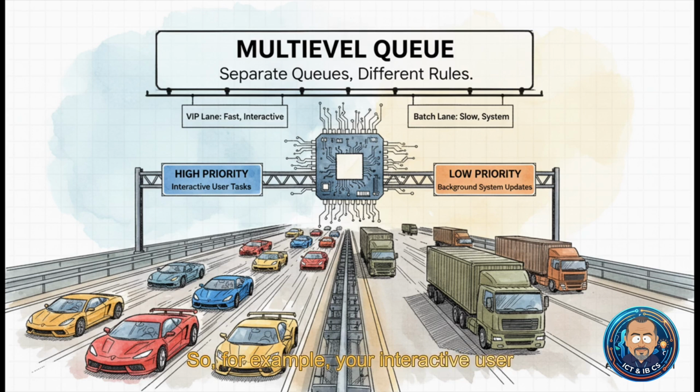So, for example, your interactive user tasks, the stuff you're actively clicking on, might get thrown into a high-priority queue that uses round-robin rules, keeping your apps feeling super snappy. Meanwhile, some boring background system update gets shoved into a low-priority queue that just uses first-come, first-served. It's a hybrid approach, perfectly tailored to different needs.